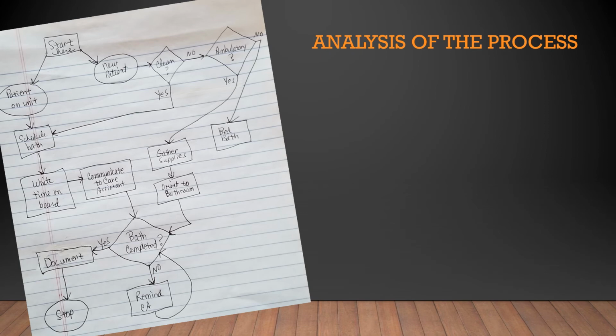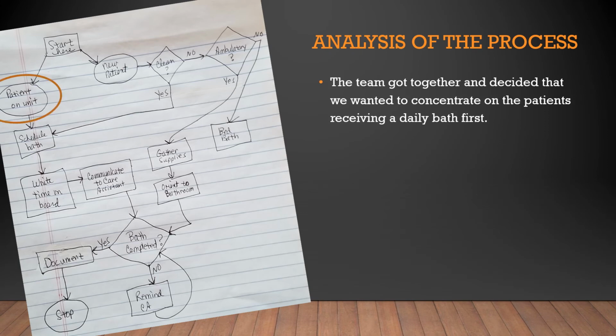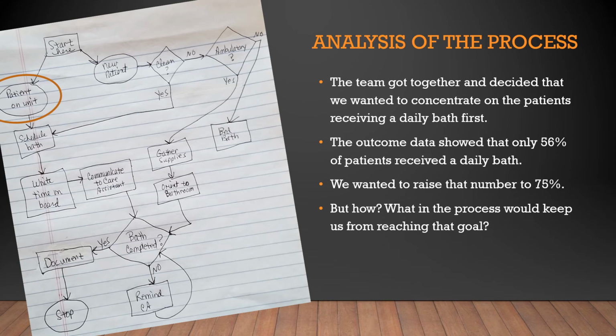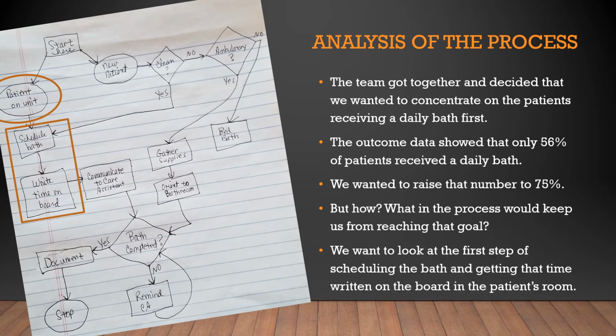Okay, let's look at our process now. The team got together and decided that we wanted to concentrate on the patients receiving a daily bath first. The outcome data showed that only 56% of patients received a daily bath. We wanted to raise that number to 75%. But how? What in the process would keep us from reaching that goal? Well, we wanted to look at the first step of scheduling the bath and getting that time written on the board in the patient's room.